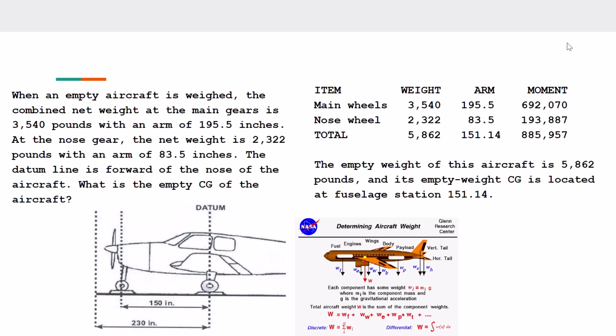Our combined weight at the main gears are 3,540 pounds. We plug it into our IWAM calculation. Our weight for the nose wheel is 2,322 pounds. We plug that into our calculations. We calculate the moments. Our total moment is 885,957. We divide that by our new weight, which gives us an empty weight CG at station 151.14. So the empty weight of this aircraft is 5,862 pounds, and its empty weight CG is located at fuselage station 151.14 inches.